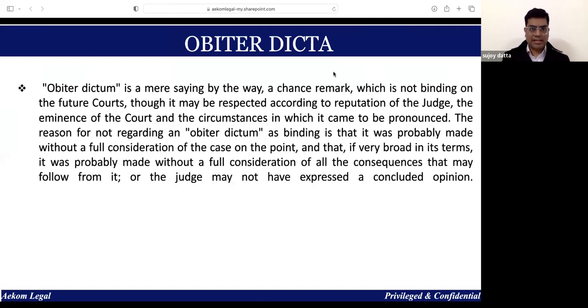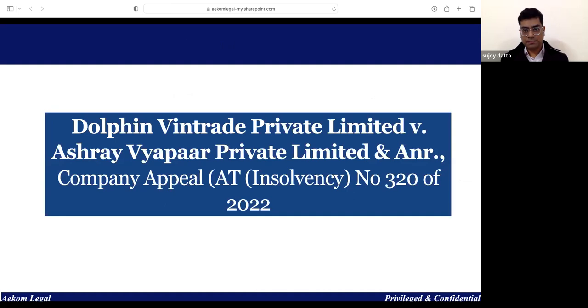So I've once again extracted a landmark decision on the meaning of the phrase obiter dictum. It is a mere saying, by the way, a chance remark which is not binding on future courts, though it may be respected according to the reputation of the judge, the eminence of the court, and the circumstances in which it came to be pronounced. The reason for not regarding an obiter dictum as binding is that it was probably made without a full consideration of the case on the point, and that it is very broad in its terms. It was probably made without a full consideration of all consequences that may follow from it, or the judge may not have expressed a concluded opinion.